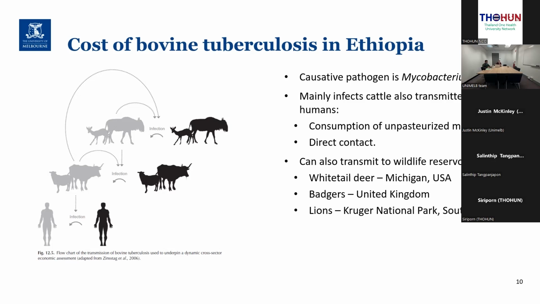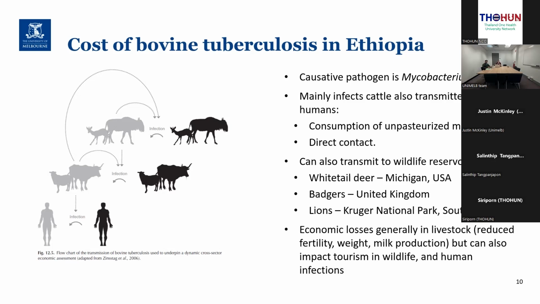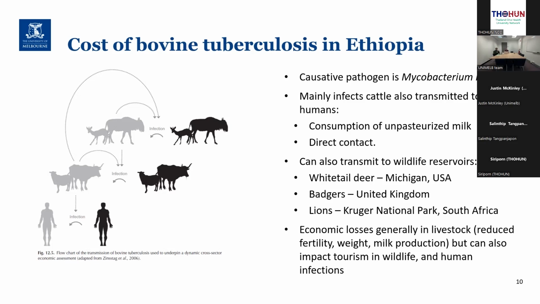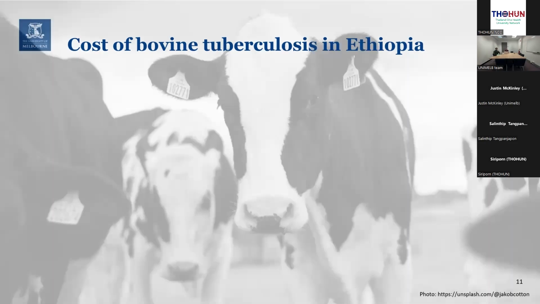So this last point about lions raises an interesting issue, because economic losses generally are in livestock. So this is happening through reduced fertility, abortion, weight loss, losses in milk production. But these lions in Kruger National Park also show that it can impact tourism and wildlife. So wildlife impacts can cause a drop in tourism, and also there's the cost of the human infections if you're unwell from tuberculosis.